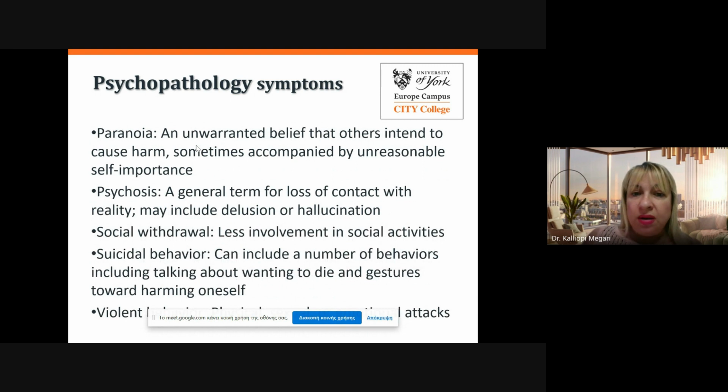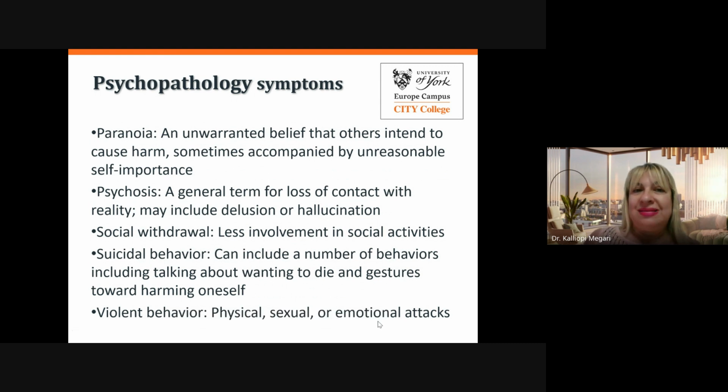Social withdrawal, less involvement in social activities. Suicidal behavior, which is something very important for us to assess and to conduct a risk assessment about, can include a number of behaviors, including talking about wanting to die and gestures toward harming oneself. And violent behaviors: physical, sexual, or emotional attacks.